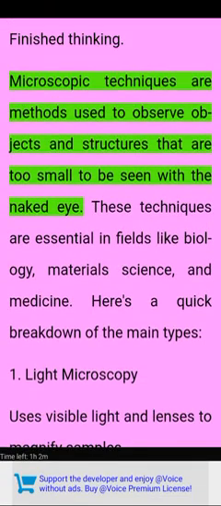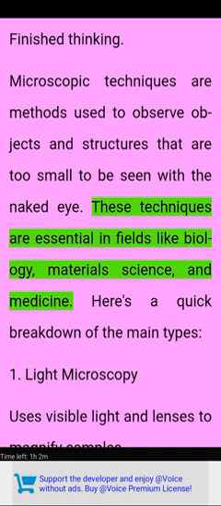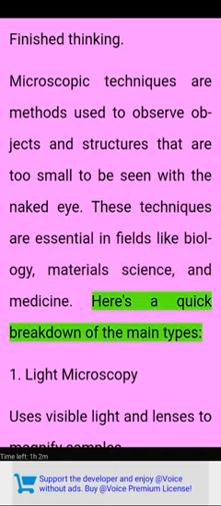Microscopic techniques are methods used to observe objects and structures that are too small to be seen with the naked eye. These techniques are essential in fields like biology, materials science, and medicine. Here's a quick breakdown of the main types.